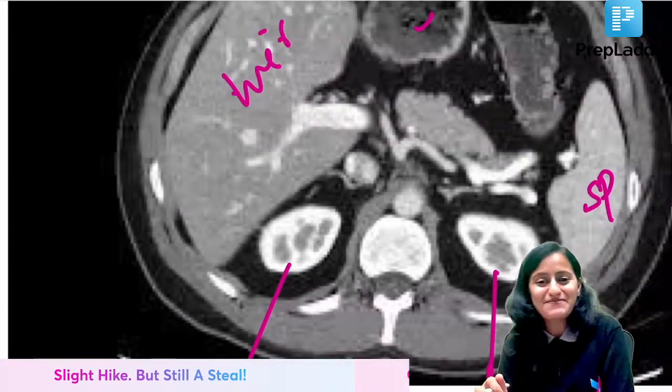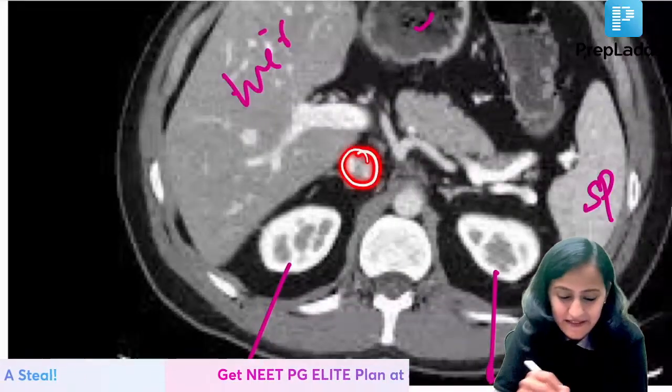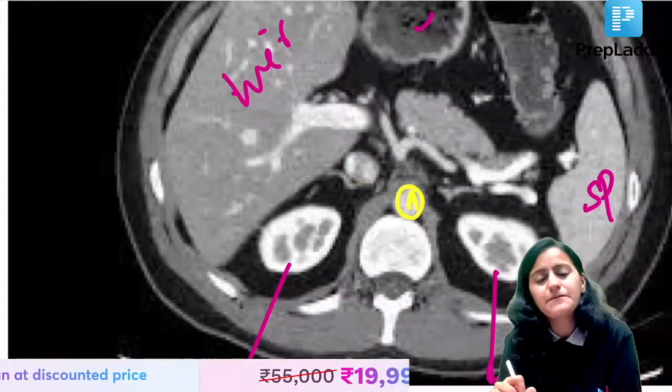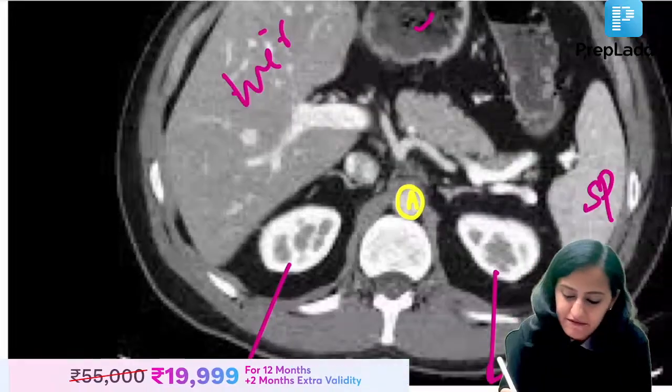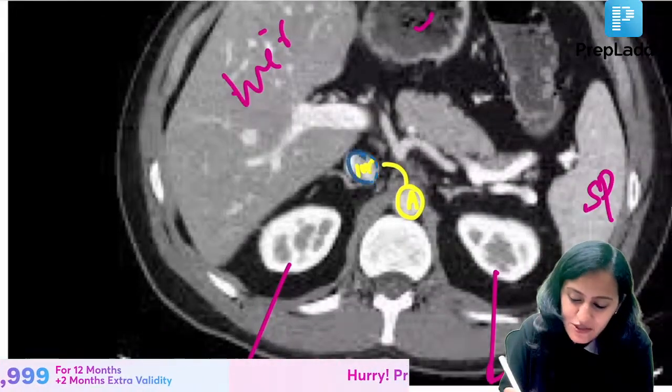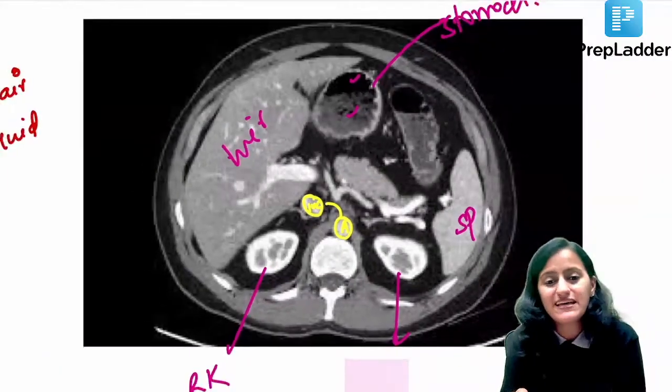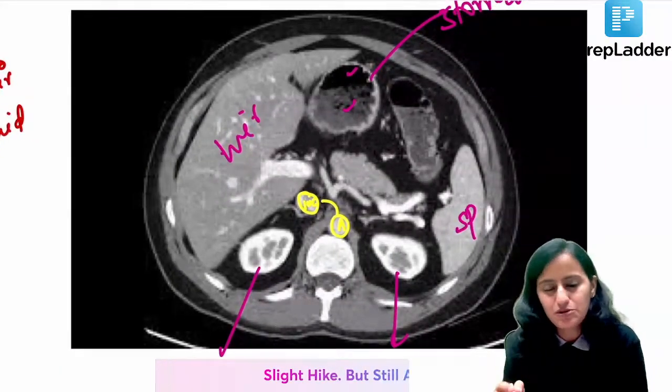Very good. You guys are amazing. This is IVC here. Okay, very good. This one here is the aorta in front of the vertebra to the left, and to the right of the aorta, this is going to be IVC. Remember, in the abdomen, we have IVC, not SVC. Okay, this is the IVC that you are seeing.